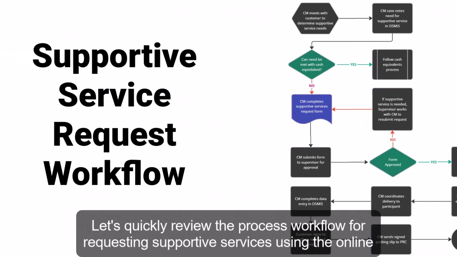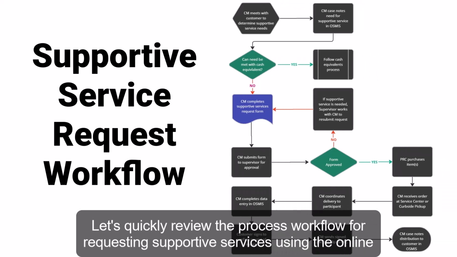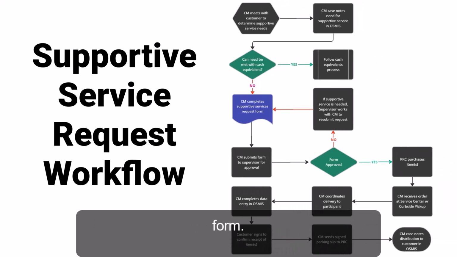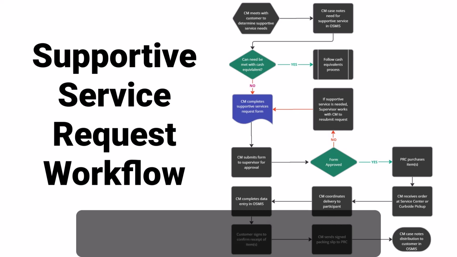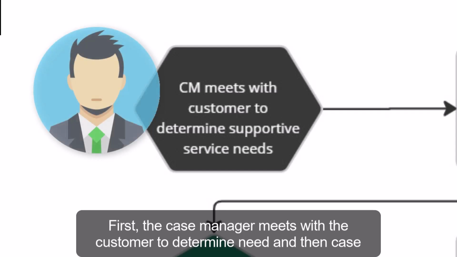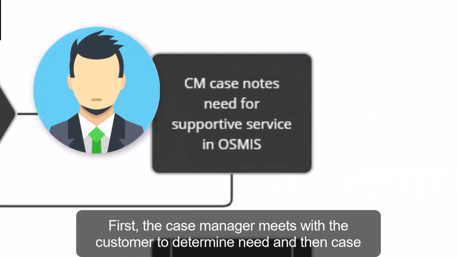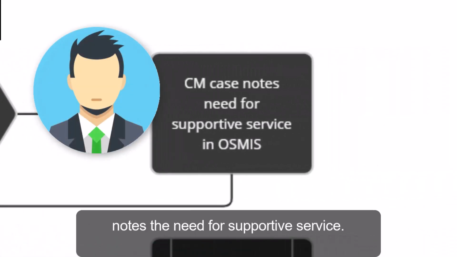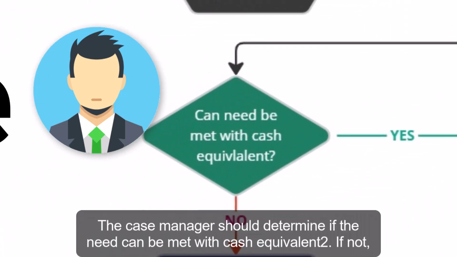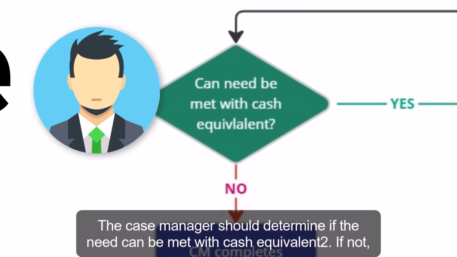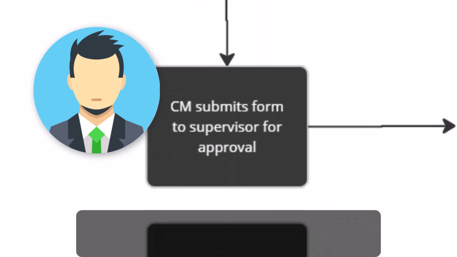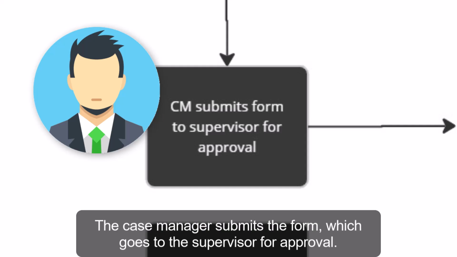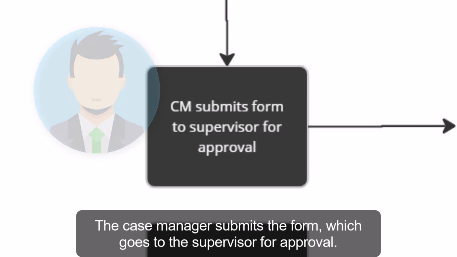Let's quickly review the process workflow for requesting supportive services using the online forms. You can find this on page 7 of the procedure. First, the case manager meets with the customer to determine needs and then case notes the need for supportive service. The case manager should determine if the need can be met with cash equivalents. If not, then they'll start a supportive service request by completing an online form. The case manager submits the form, which goes to the supervisor for approval.